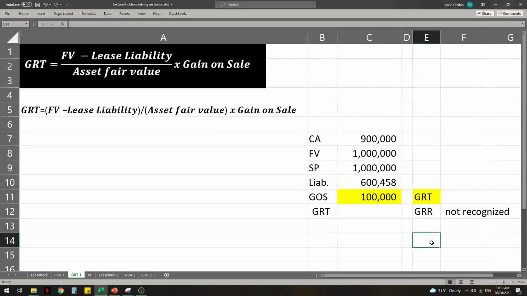So, let's proceed to the computation. Gain on rights transferred is equal to the fair value of the asset minus lease liability. Before I move any further, guys, let me explain what this fraction is all about. So, tinatanggal mo ang lease liability from the fair value. Ano ibig sabihin neto? This deduction actually, guys, is you're trying to find the portion of the asset that you are not willing to pay back for. It actually pertains to the rights you transferred.